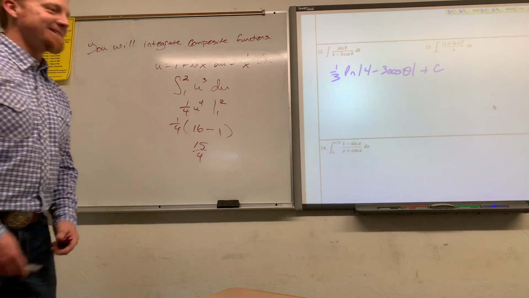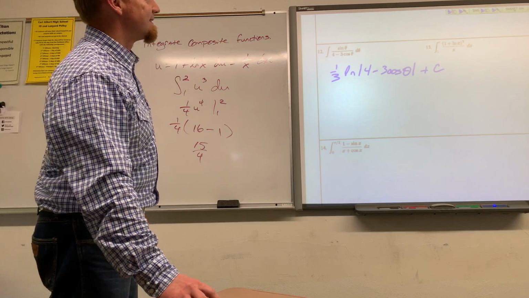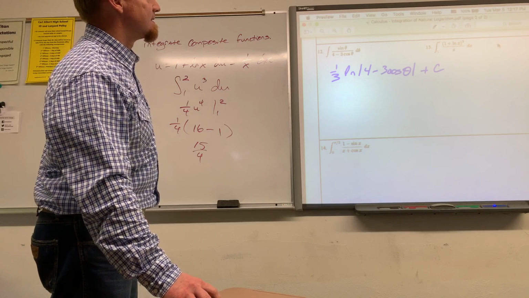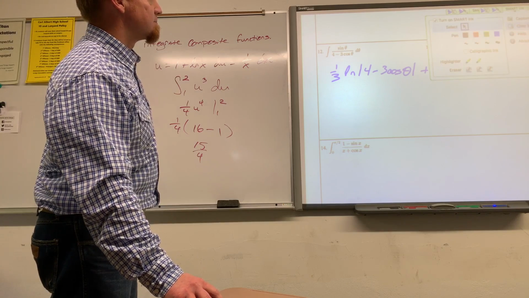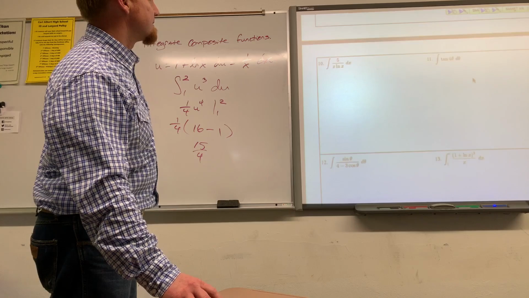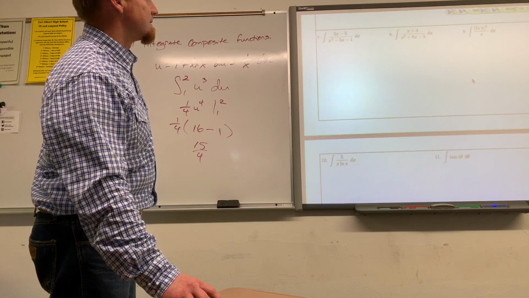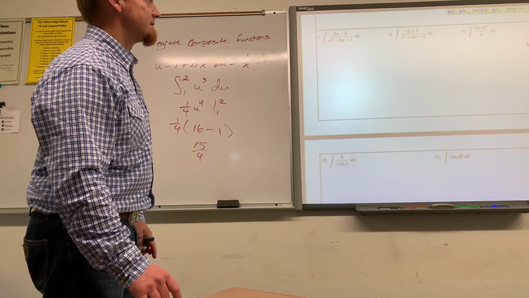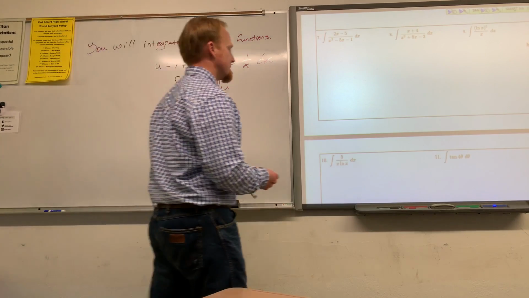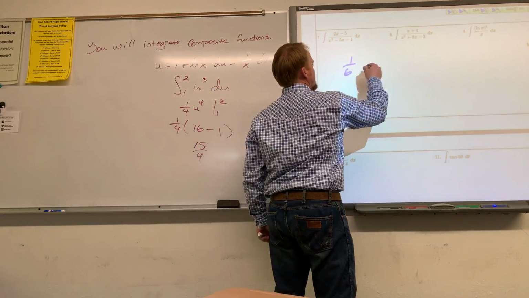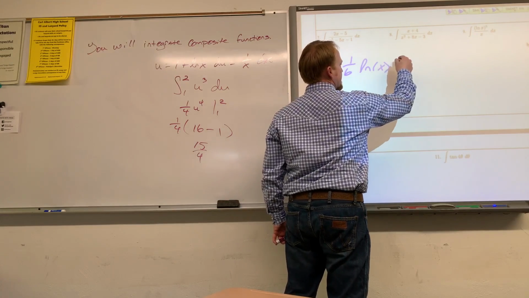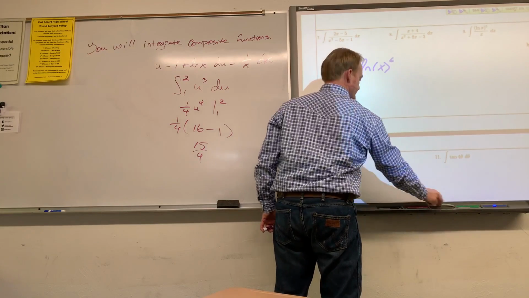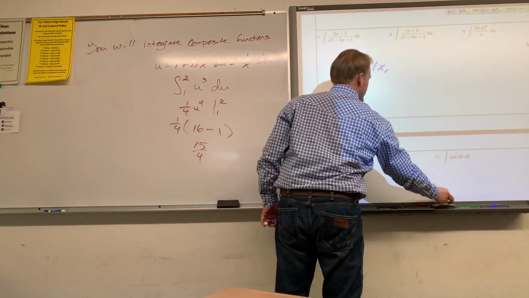Number 9, when it's 1/6 times the natural log of x to the 6, can you cancel out the 6? Oh, I forgot about that. Just a second. So number 9, 1/6 times the natural log of x to the 6. Can you cancel out the 6? The whole natural log is in parentheses.